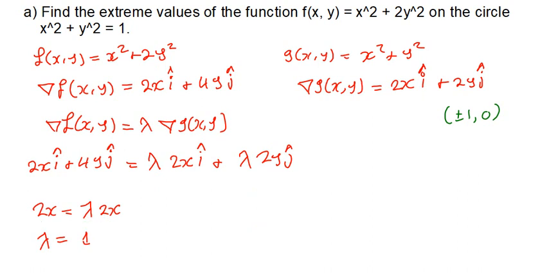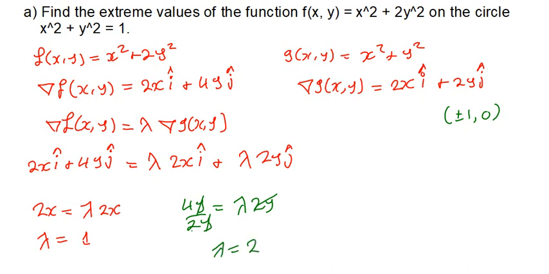Okay, we are going to determine that our x is equal to 0. Wait, are we going to get the same thing if I do it the other way around? Let me try. If I say 4y is equal to lambda 2y, when I divide both sides by 2y, I'm going to get a 2, meaning lambda is equal to 2.